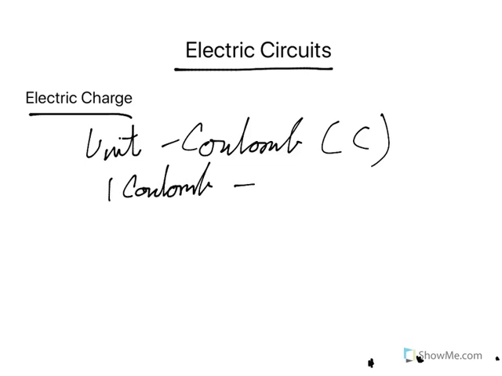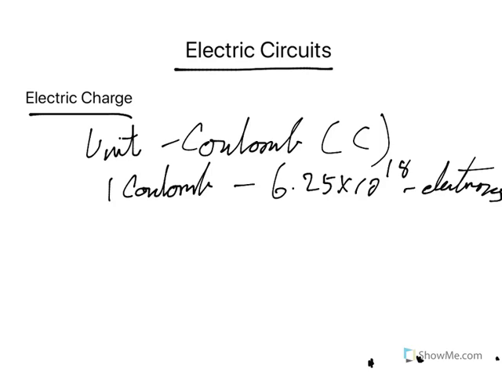So to get 1 coulomb, what you need there, as it says in your notes, is 6.25 by 10 to the 18 electrons. It says electronic charges, so it's a charge on an electron. So that's how many electrons you need, so it's a lot of electrons.